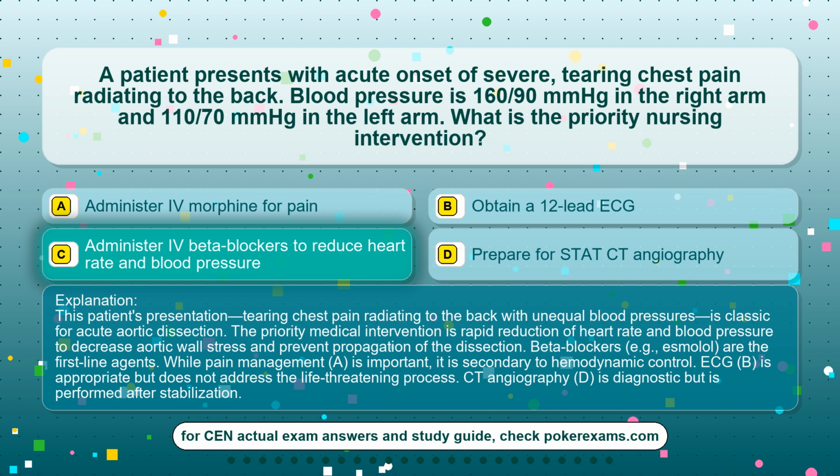While pain management, A, is important, it is secondary to hemodynamic control. ECG, B, is appropriate but does not address the life-threatening process. CT angiography, D, is diagnostic but is performed after stabilization.